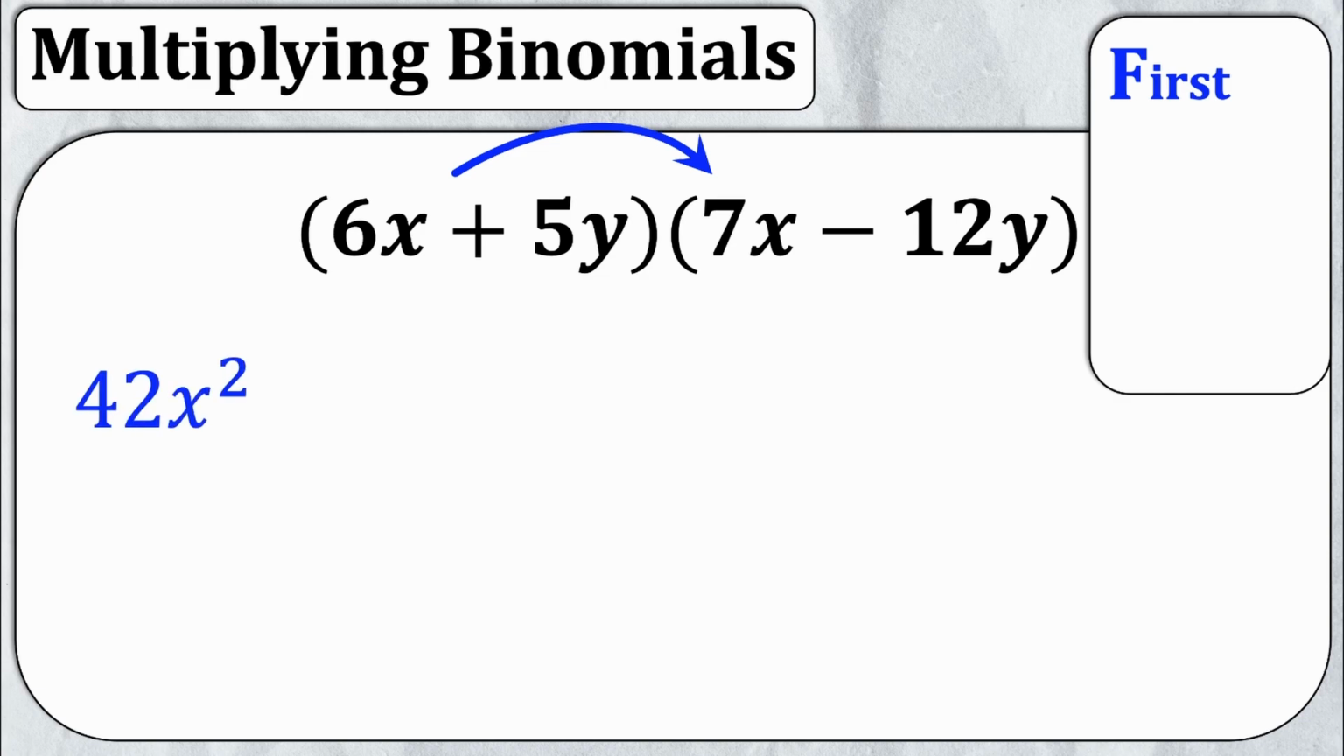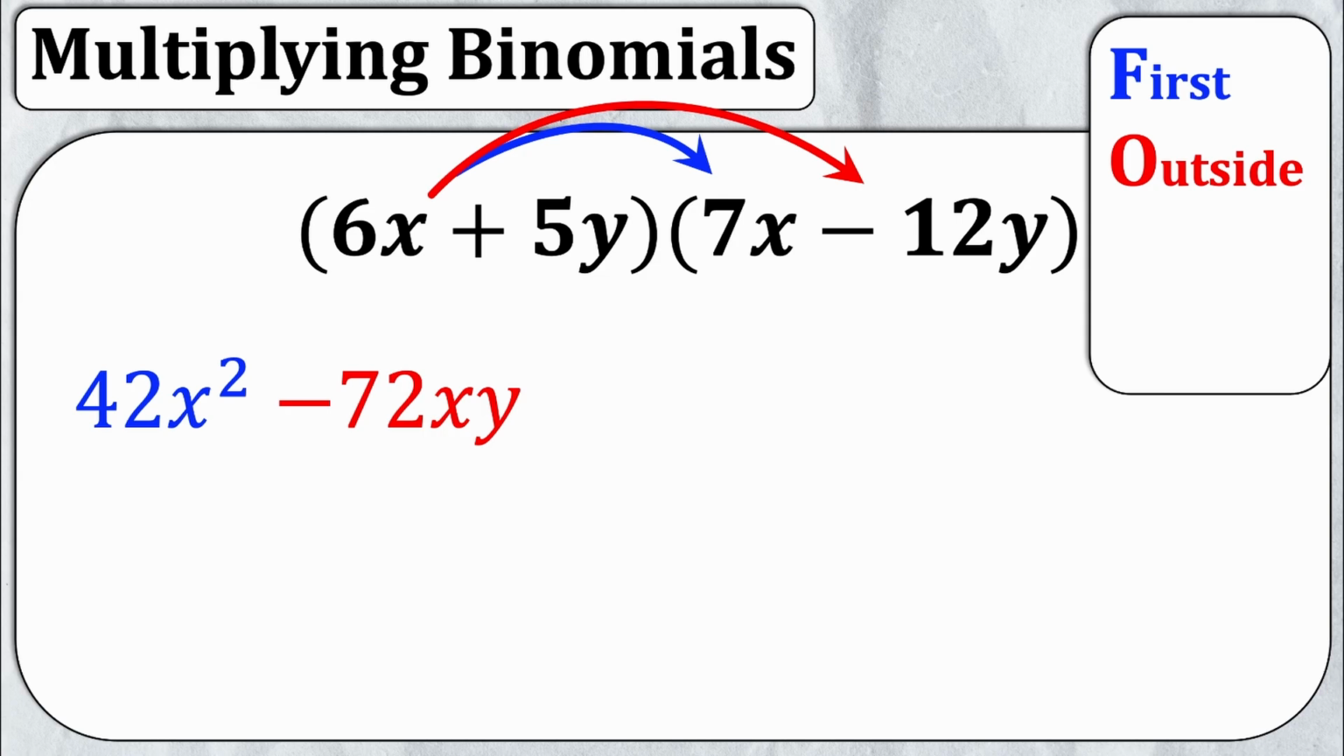Then I'm going to multiply the two outside terms. So this would be my 6x and my negative 12y. Again, I multiply the coefficients first. 6 times negative 12 is negative 72, and x times y is just xy. So I have negative 72xy.